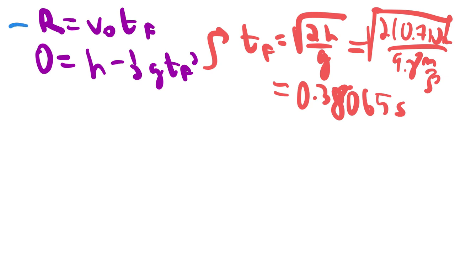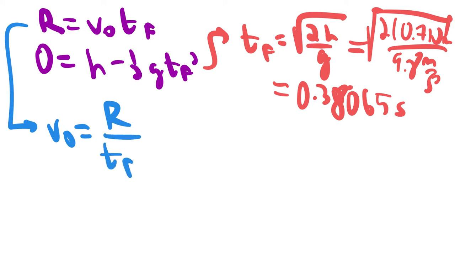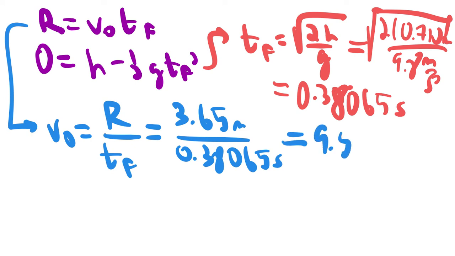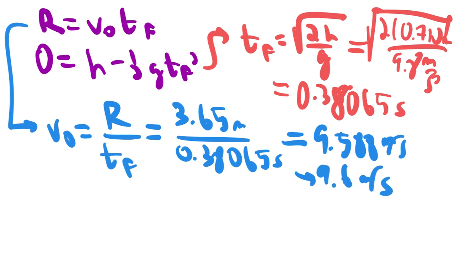We can take that time and put it in here to say that the actual speed is the range traveled over the time taken, and for us that ends up being 3.65 meters over 0.38065 seconds, which turns out to be 9.588 meters per second, which probably should round to 9.6. Sadly for this person, they did not break the speed record.